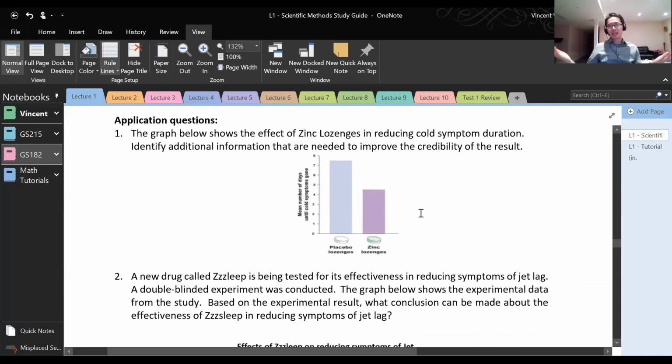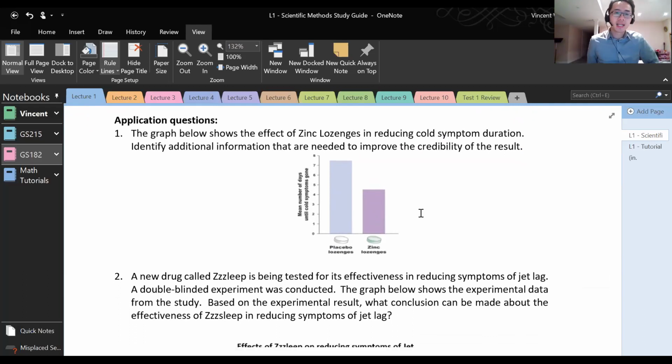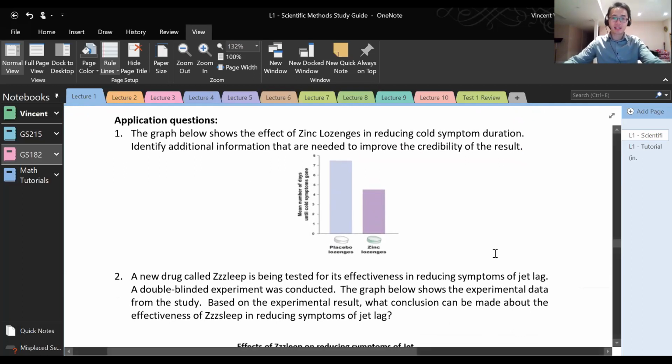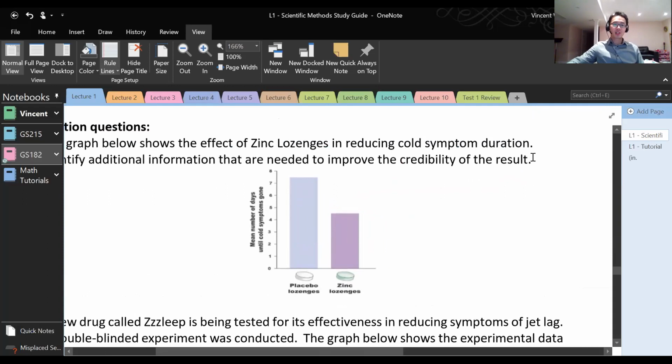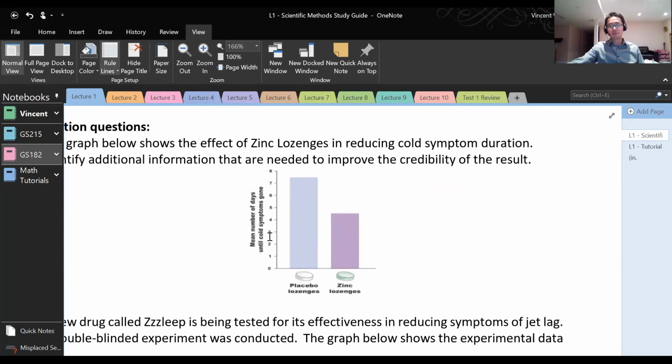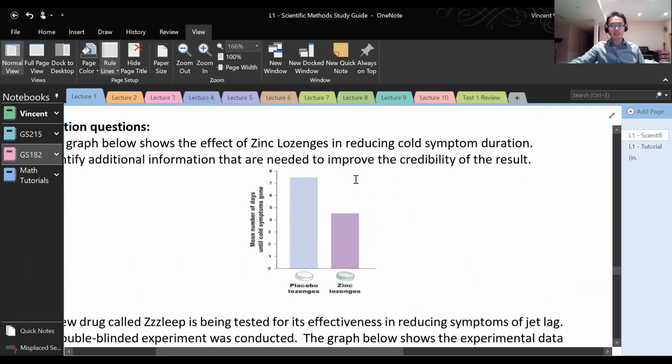Okay, so let's say I show up at your door. I'm a salesperson, and for some reason you open the door, and I'm like, hey, I got these amazing lozenges, and they're going to help you cut down the number of days you experience cold symptoms. The next time you have a cold, just pop one of these and you will feel much better very quickly. And here is the data to back up what I'm saying. So I show you this graph.